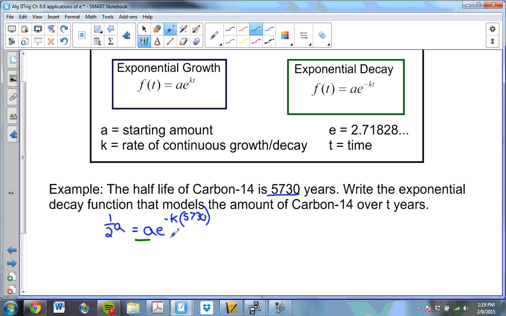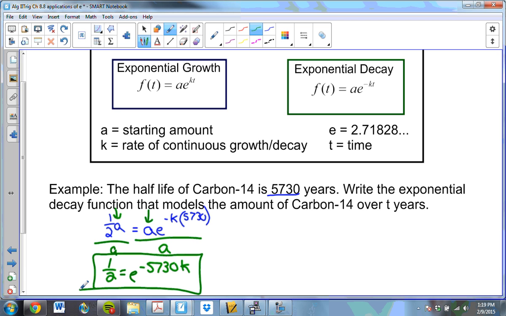So the first thing I'll do is divide both sides by A, and that gives me 1/2 equals e to the negative 5,730k. You actually don't have to start with these A's like I do. I'm just showing that because that's really what's happening. But you can just start with these half-life problems with that right there. Now this, I'm going to solve for k.